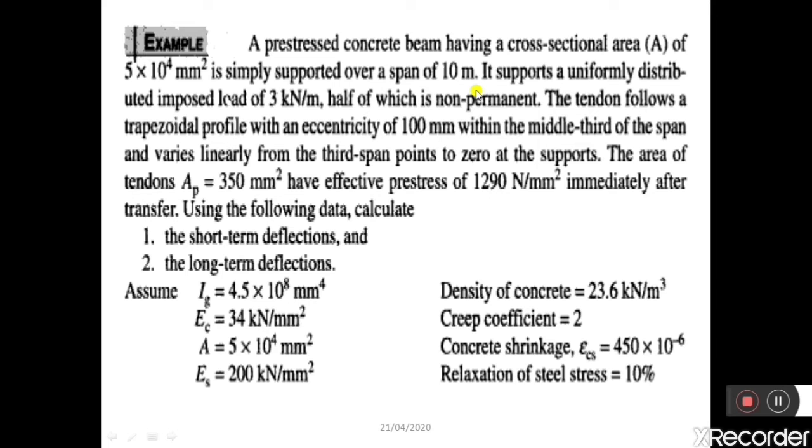And he has given a condition, half of which is non-permanent. So out of this 3 kilonewton per meter, 50%, that is half of the load, is non-permanent load. That means out of this 3 kilonewton per meter, only 1.5 kilonewton per meter will be the live load, that is only non-permanent load, and the remaining 1.5 kilonewton per meter will act as a dead load.